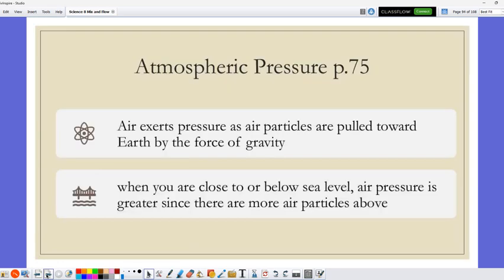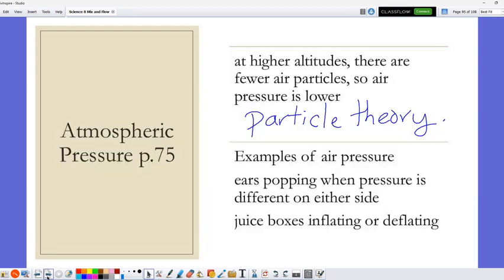Atmospheric pressure is caused by all the air particles being pulled towards the Earth by the force of gravity. So if you're down low at sea level, the air pressure is higher, and if you're up on top of a mountain, there are fewer air particles above you pushing down, so the air pressure is lower. At higher altitudes, there are fewer air particles, so the pressure is lower. We just talked about that according to the particle theory.